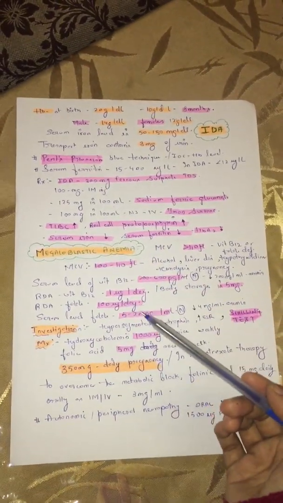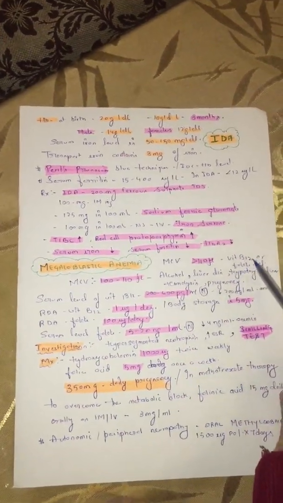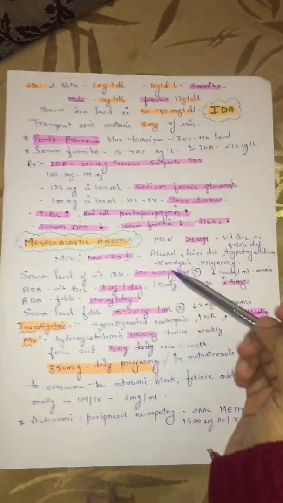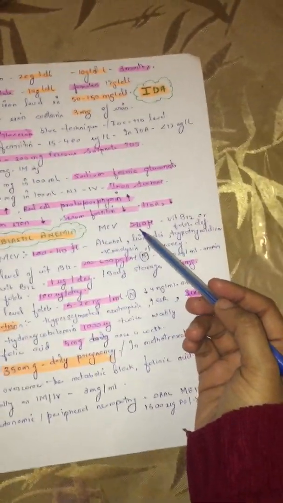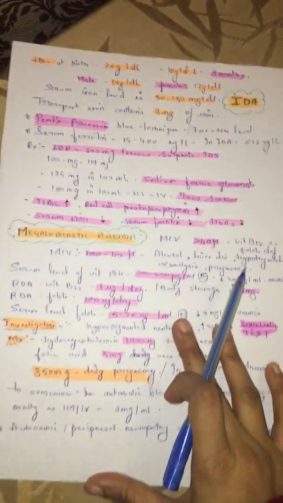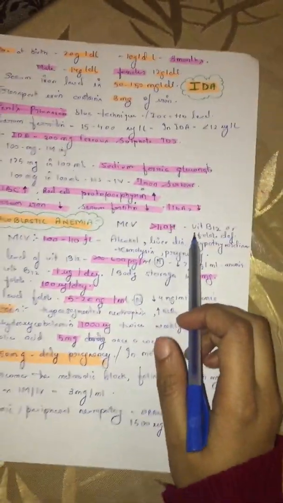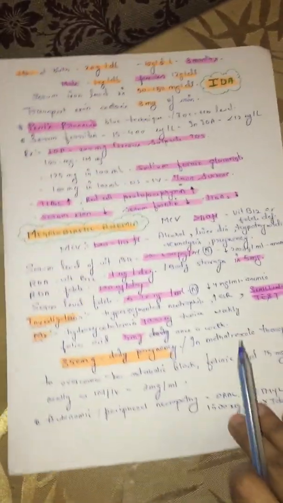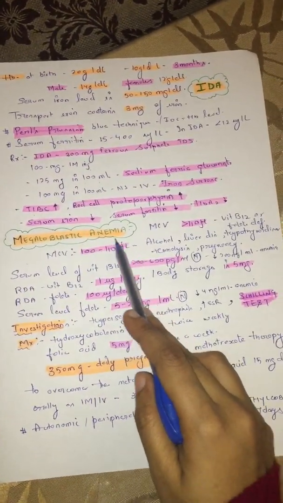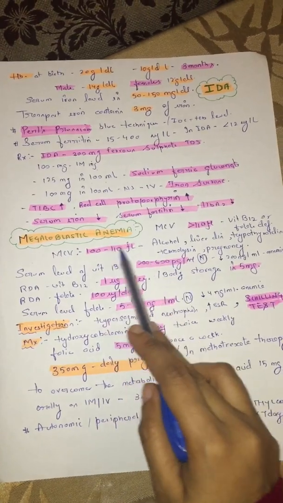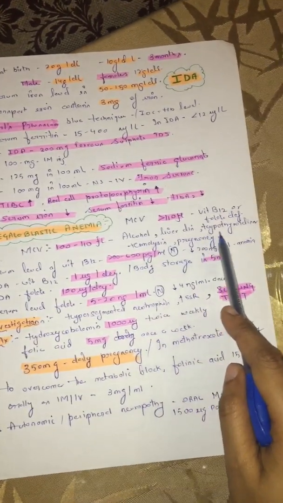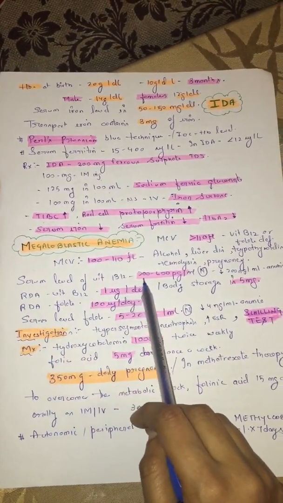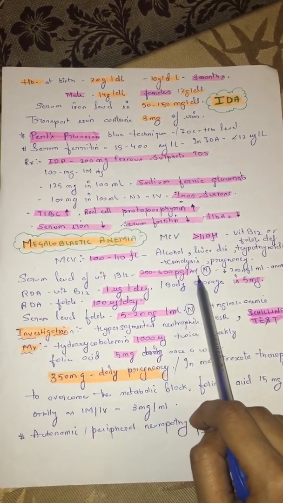Then come to the megaloblastic anemia. It can be due to vitamin B12 deficiency and folate deficiency. In this we'll check the MCV levels. If it is more than 110 femtoliter, then it is related to vitamin B12 and folate deficiency. And if MCV level is between 100 and 110 femtoliter, it is related to alcohol, liver disease, hypothyroidism, hemolysis, pregnancy. The serum level of vitamin B12 is 200 to 600 picogram per milliliter.